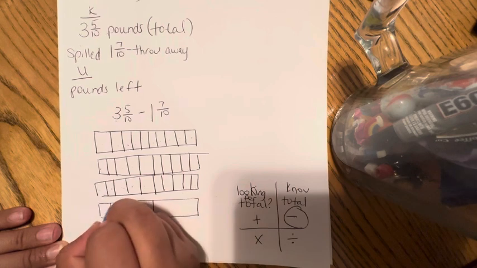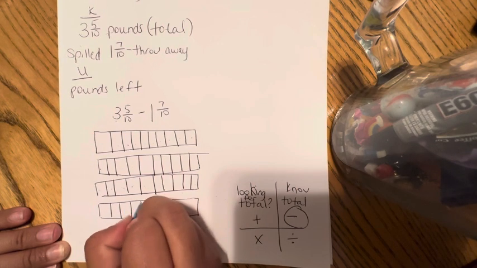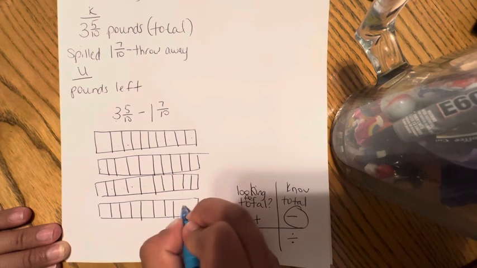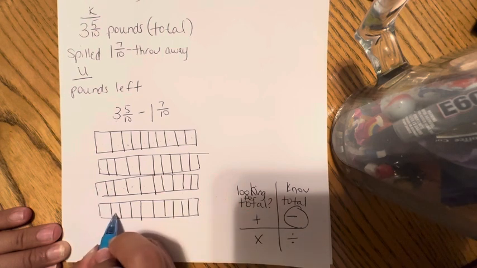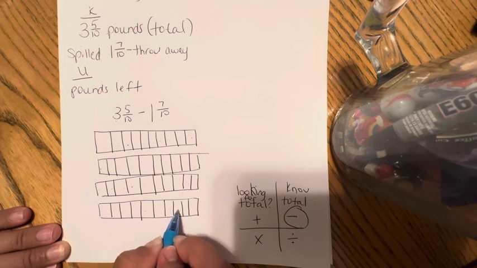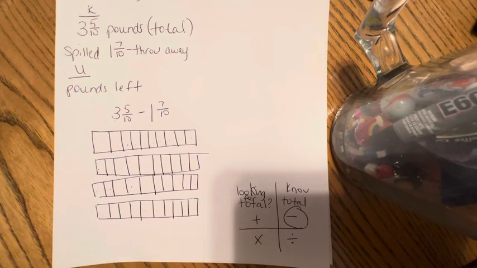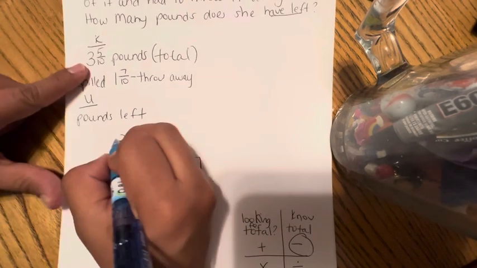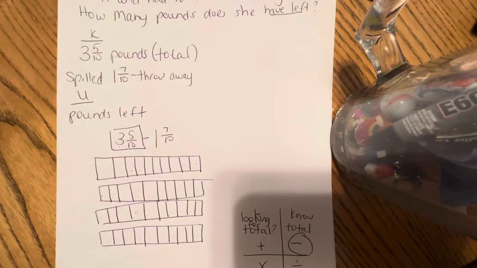All right, now let's do that again. One, two, three, four, five, 6, 7, 8, 9, 10. All right, so I have 4 whole fractions. And what do I need to shade in? I need to shade in 3 and 5 tenths.